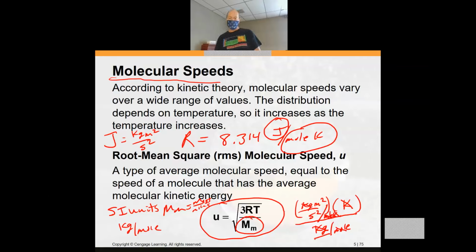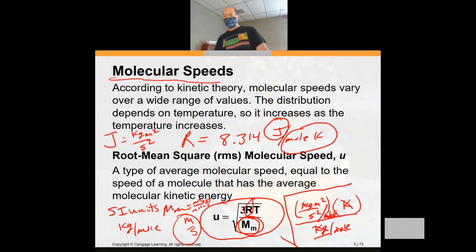And note that this is a square root. So you end up with meters squared per second squared, then you take the square root and you get meters per second. And that is your root mean square speed. This equation is going to be given, but if you don't know what R value to use and you don't know to use the SI units for molar mass, it doesn't matter if you have the equation or not, you're going to get the wrong answer.